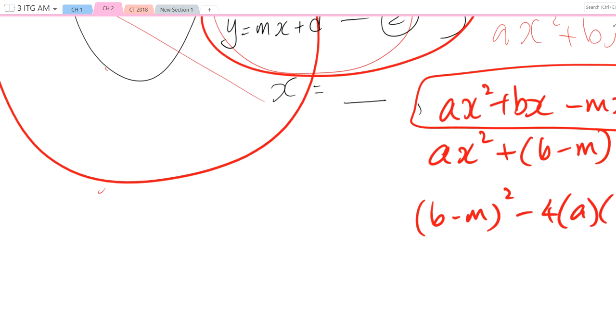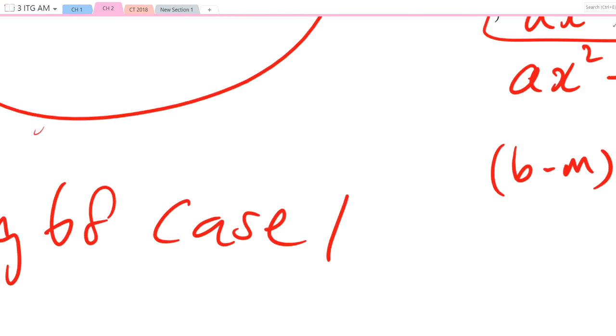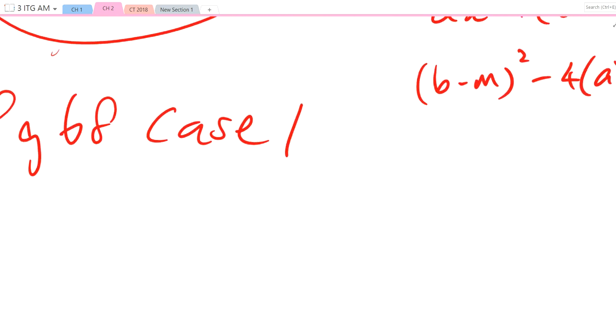So this is for case number 1, shown on page 68, case 1, top left hand corner of the textbook. Look at it. After talking so much, the summary is that you cut at 2 real and distinct points, and the discriminant is greater than 0. Okay? Now what happens if it is case number 2?